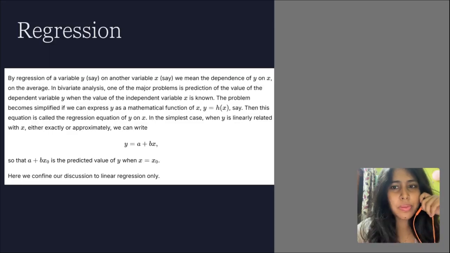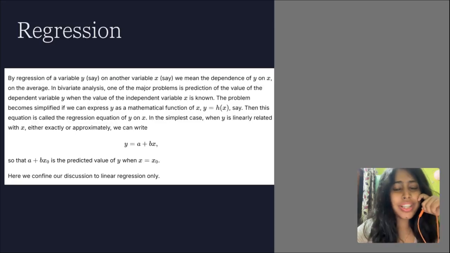Starting simple, regression is just a fancy word for dependence. It's how one thing y depends on another thing x on average. Not an exact rule, but a general trend. Like on average, the more you study x, the better your score y.